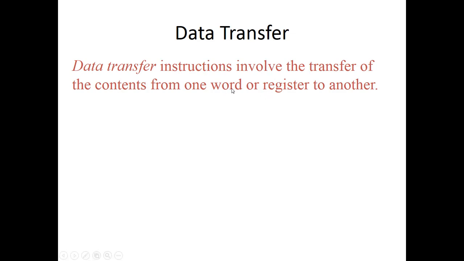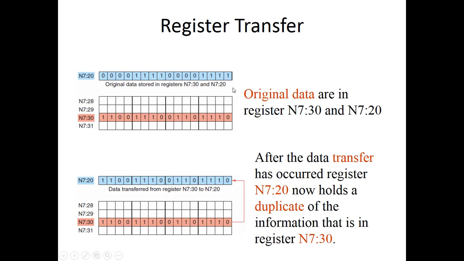So we already know what a word is. It has 16 bits in it. So let's see what that means. Let's say we had a register, and here's our register of these zeros and ones. This means something. We don't need to know what it means right now, but it means something. In this case it says original data are in register N30 and N20. So let's say we're going to do a transfer. We want to transfer the information in N30 up to N20 because we want to move this data around. And we'll see why in a minute.